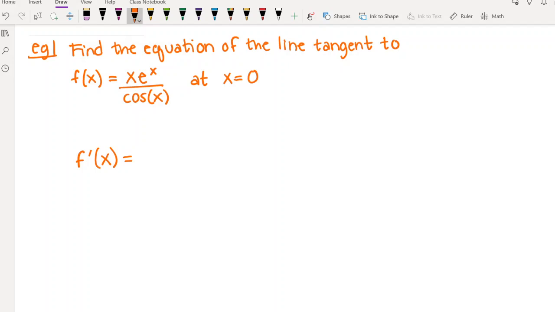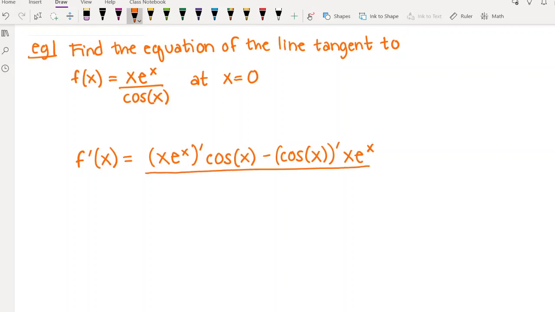And again, we're going to use this placeholder notation. So when we go in and use the quotient rule, the first thing we do is we take the derivative of the numerator, right? So I'm just going to write x e to the x prime as a placeholder to remind us that we're going to need to take the derivative of that numerator. And then from that, we subtract taking the derivative of the denominator and multiplying that with the numerator as is. And then we're going to divide that by cosine of x squared.